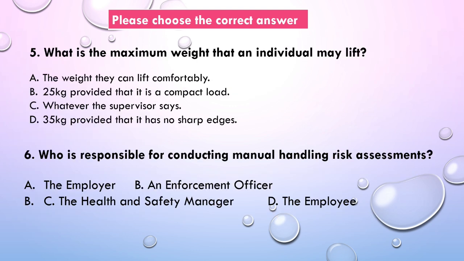Number 5, what is the maximum weight that an individual may lift? A, the weight they can lift comfortably, 25 kg, provided that it is a compact load, whatever the supervisor says, or 35 kilos, provided that it has no sharp edges. Number 6, who is responsible for conducting a manual handling risk assessment? The employer, an enforcement officer, the health and safety manager, and/or the employee.